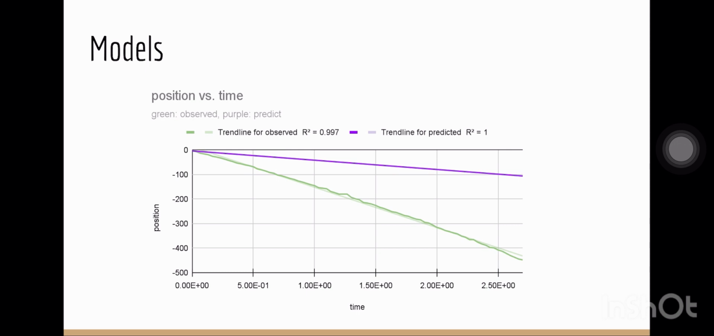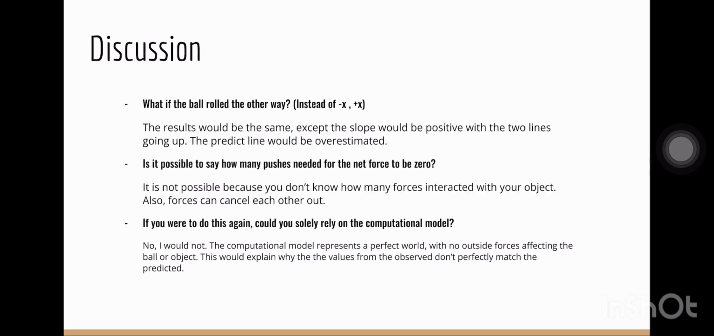As you can see, both data series have an R-squared, or goodness of fit, of about 1, meaning in both the observed and predicted, the velocity of the ball is constant. The purple line has an R-squared value of 1, while the green line has an R-squared value of 0.997. So even though both lines back Newton's second law by having somewhat of a constant velocity, they are not identical.